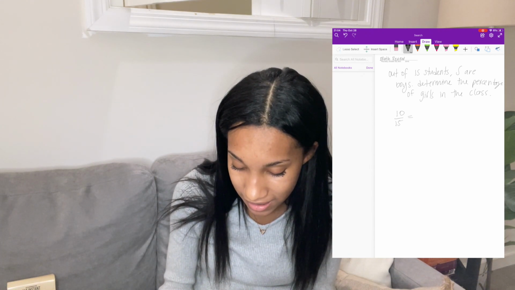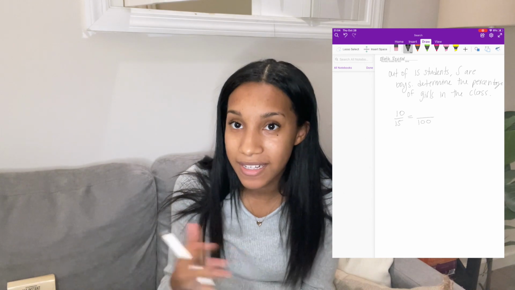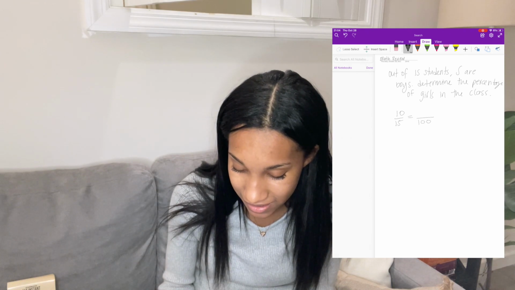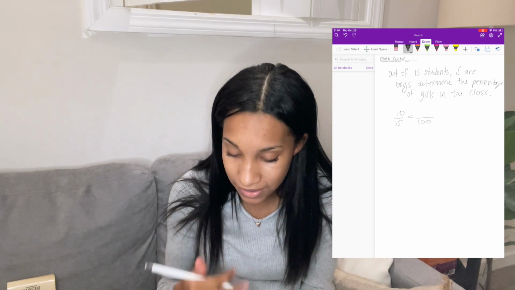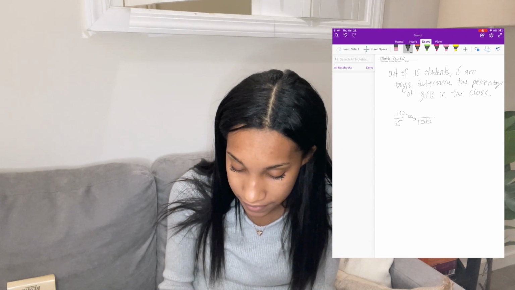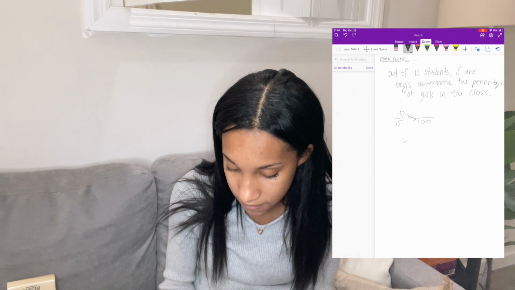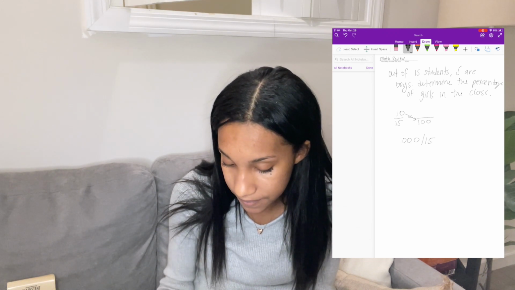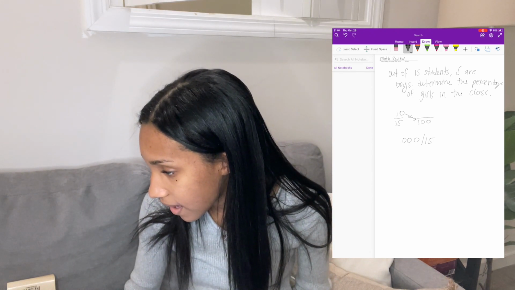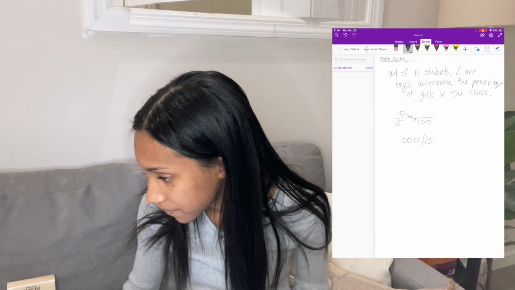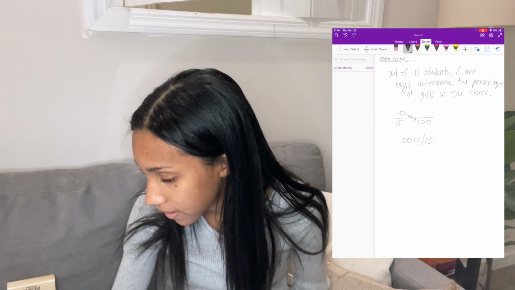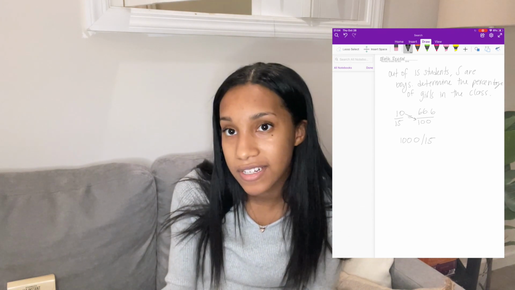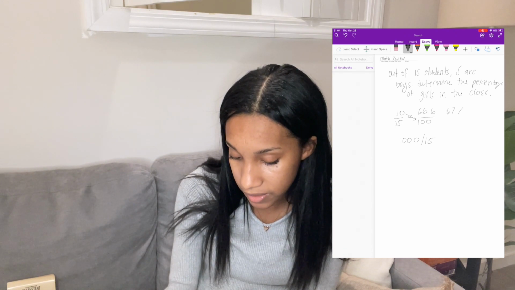You want to convert this into a number over 100, basically a percentage. What you're going to do is, I've learned to cross multiply and divide. So you're going to multiply 100 by 10. It's going to give you 1,000. And then divide that by 15. Plug that into your calculator, see what you get. And that's your percentage. So we have 66.6 repeating. They might round it up to 67. So 67% are girls.